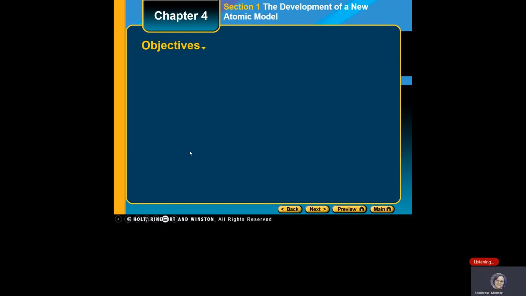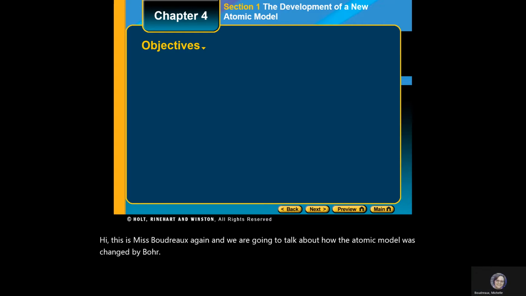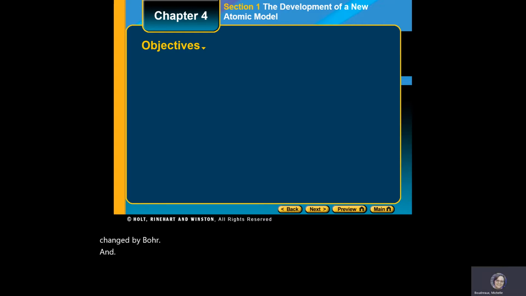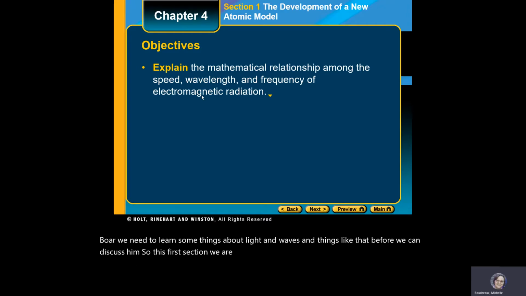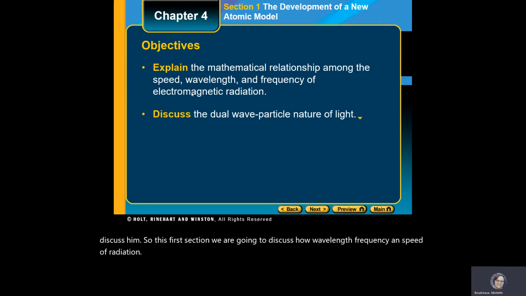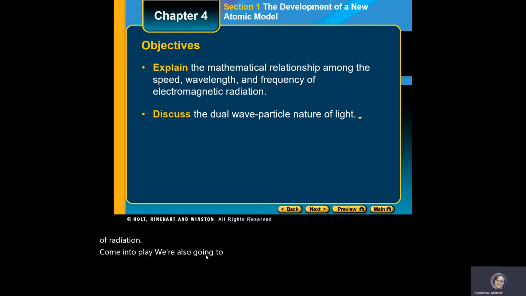Hi, this is Miss Boudreaux again, and we are going to talk about how the atomic model is changed by Bohr. Before we can discuss him, we need to learn some things about light and waves. So in this first section, we are going to discuss how wavelength, frequency, and speed of radiation come into play. We're also going to talk about the dual nature of light.